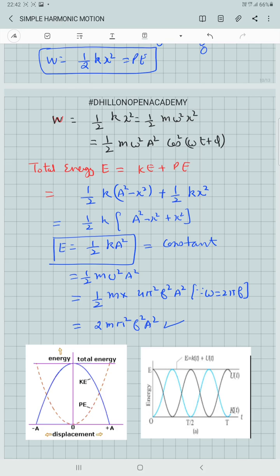This is possible only if no frictional force is acting on the particle describing the simple harmonic motion. Also, this can be expressed in the form half mω²A² or 2mπ²f²A², using the equation ω equal to 2π times the linear frequency f. The variation of kinetic energy and potential energy with the displacement, and that of total energy, is as shown in the graph.